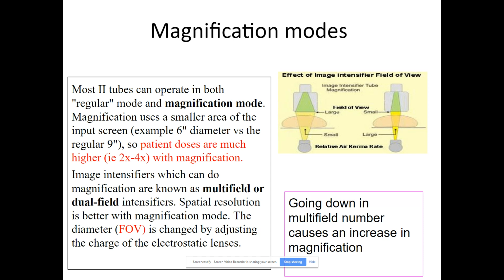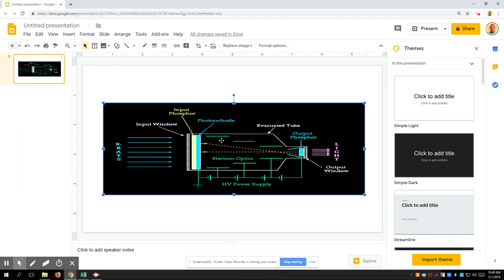And the reality, and I didn't know this until a few years ago, was the actual diameter of the input phosphor, right, that big circle at the beginning. Like I said, its diameter doesn't change, but what allows you to go to what they call a different diameter, or sometimes a multi-field number, right? The ability to change from that 6 to 9 to 12 to 16 is going to occur by changing, so I thought this was interesting, changing the charge on the electrostatic lenses. So if we go back, right, actually changing the charge on these lenses will affect how wide or narrow that beam of electrons going across will be. So that's what is actually going to control magnification.